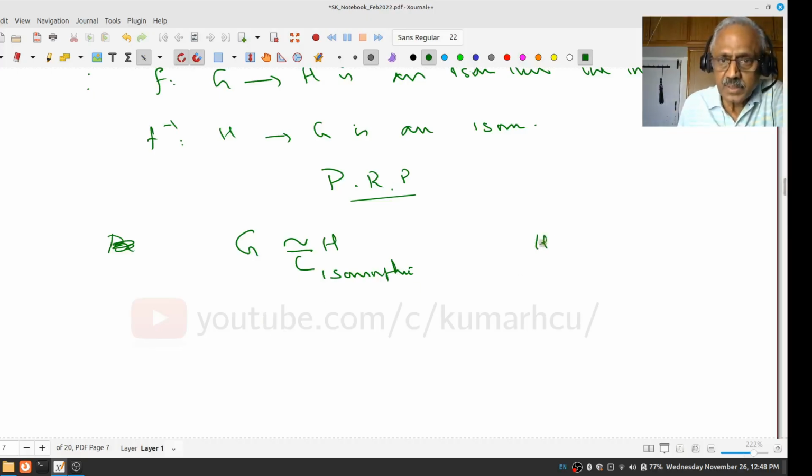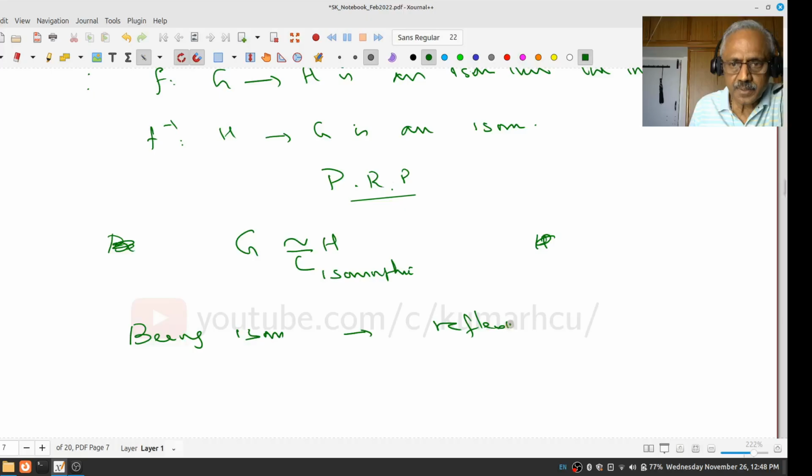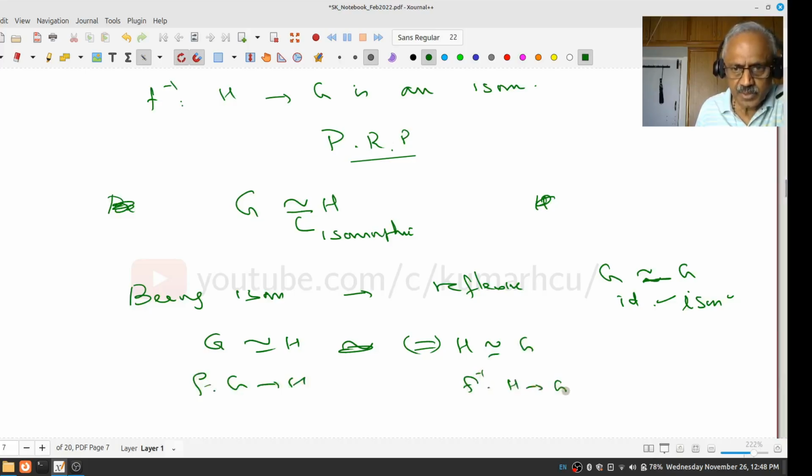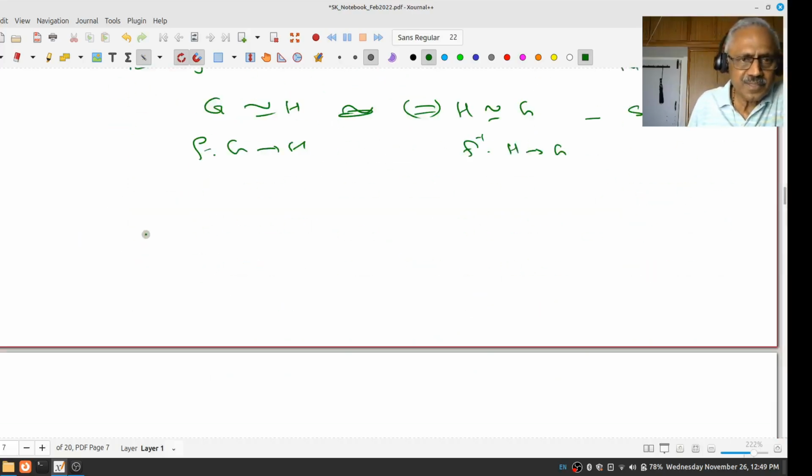Therefore, being isomorphic is a reflexive relation. That means G is isomorphic to G itself, because the identity map will do. It's an isomorphism. And G is isomorphic to H if and only if H is isomorphic to G, because if f is an isomorphism from G to H, then f inverse will be an isomorphism from H to G. Therefore, this means it is symmetric.